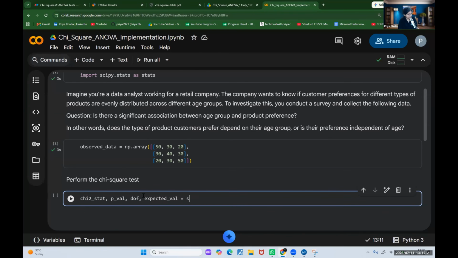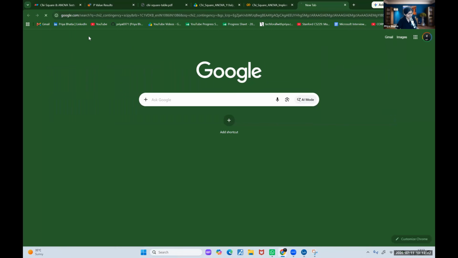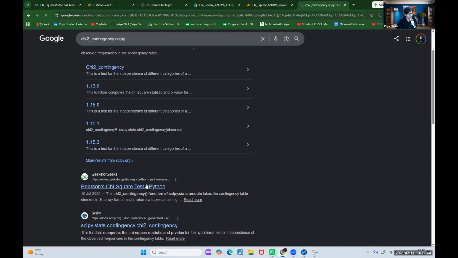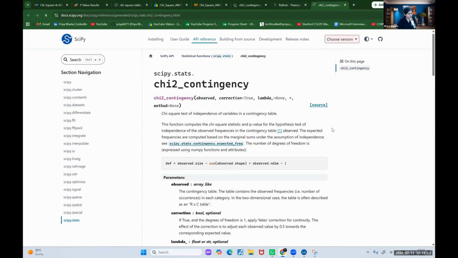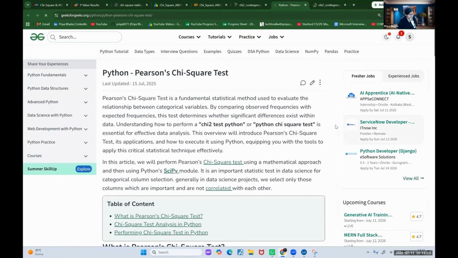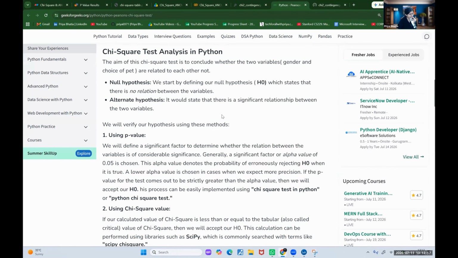So over here it will be stats dot chi-square, there is a function called contingency. We will use this function, and you have to mention the observed data that you will be having. Now, when we talk about this specific function in SciPy, you will be able to observe that it will automatically take the expected value as an equal proportion distribution. So over here, let me showcase it to you.